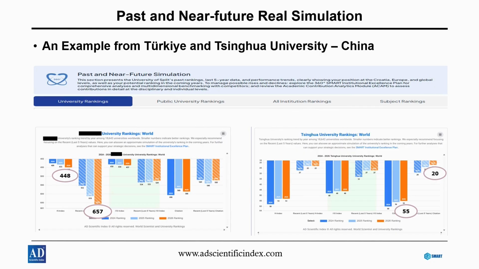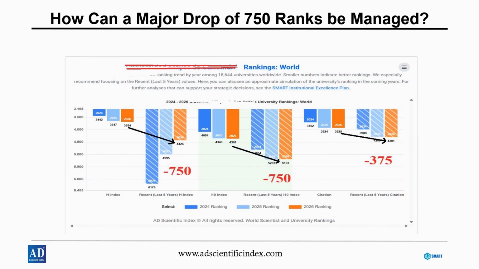Here we see a real example of the past and near-future simulation, comparing ranking trends for a university in Turkey with Tsinghua University in China. The charts illustrate past performance, recent 5-year momentum, and projected near-future rankings based on indicators such as H-index, I-10 index, and citations.